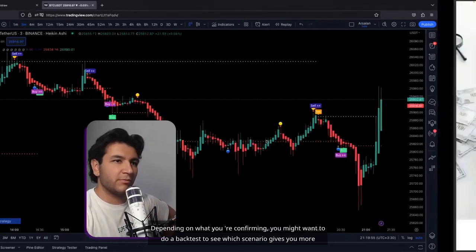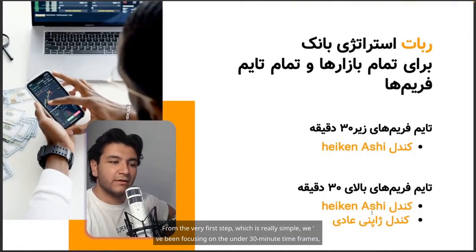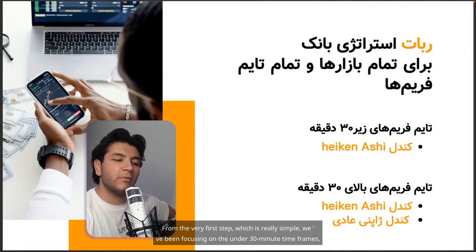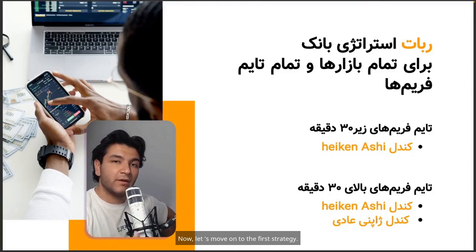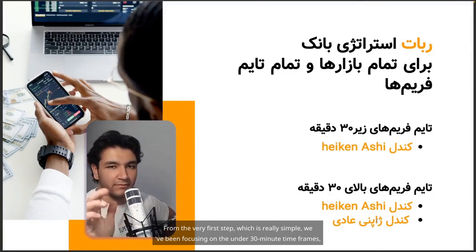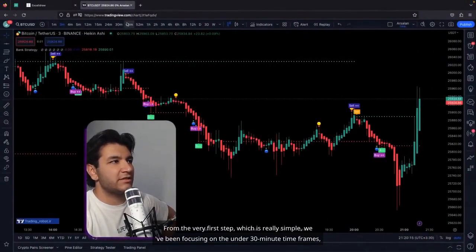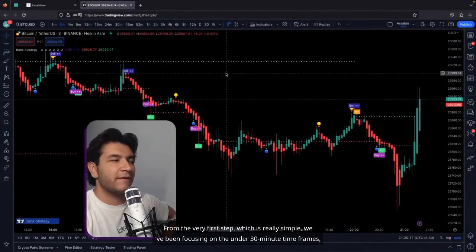Depending on what you're confirming, you might want to do a back test to see which scenario gives you more accurate signals. From the very first step, which is really simple, we've been focusing on the under 30-minute time frames, and we keep going. Now, let's move on to the first strategy.